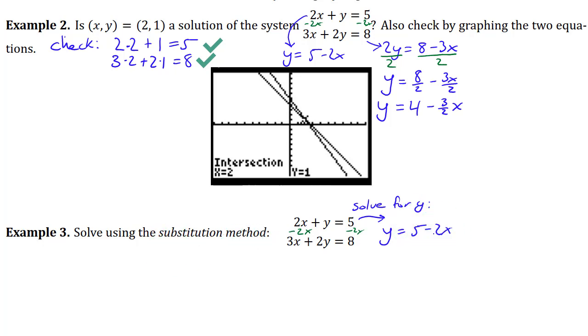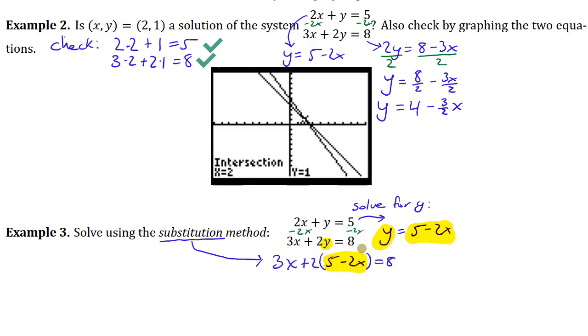Once you have one of these equations solved for y, that means that 5 minus 2x and y should be the same thing, which means that the y in the other equation should also be equal to 5 minus 2x. So substitution here means substituting this y with 5 minus 2x. And this is a way of taking the system of two equations with two variables and turning it into one equation with just one variable. So then you can take this and just solve this the normal way.